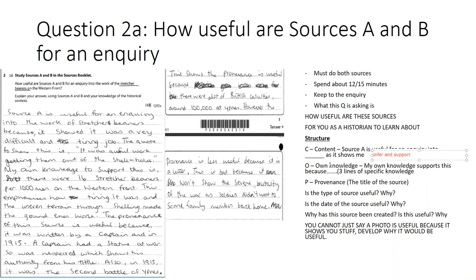Then you support it with your own knowledge. My own knowledge supports this. Now, you don't need a massive amount of knowledge. You're looking at 3 to 4 lines of specific knowledge to support it. And we're going to look at an example in a minute.